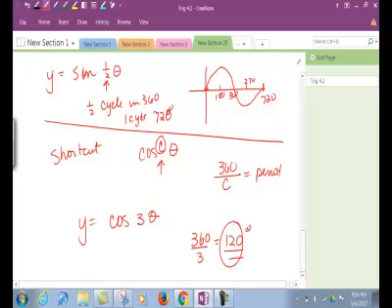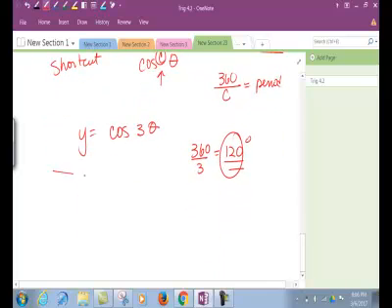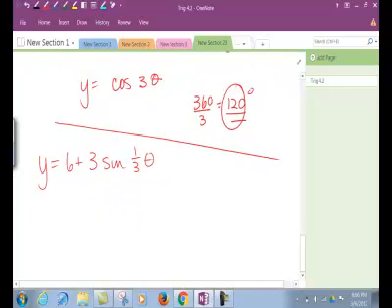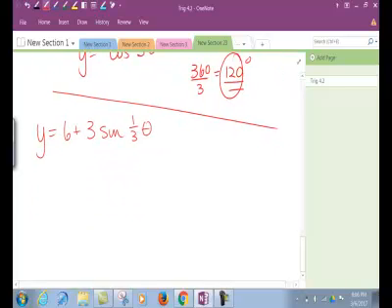Does that make sense? Okay, so what I thought I'd do is I'd leave you with one problem where I add all 3 transformations. So we're going to together graph y equals 6 plus 3 sine of 1/3 theta. Okay, and the way we graph this is we take care of each of these one at a time, and we do them in exactly the order that they're here.